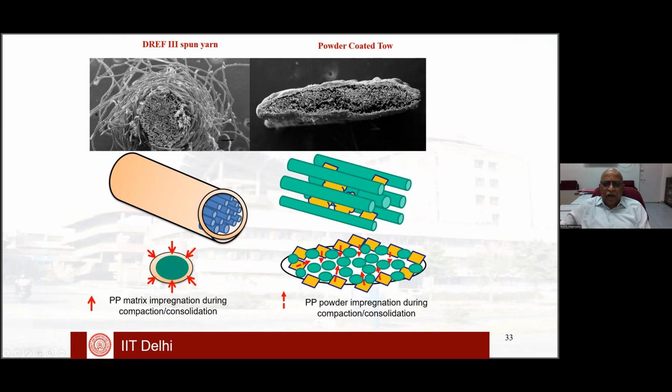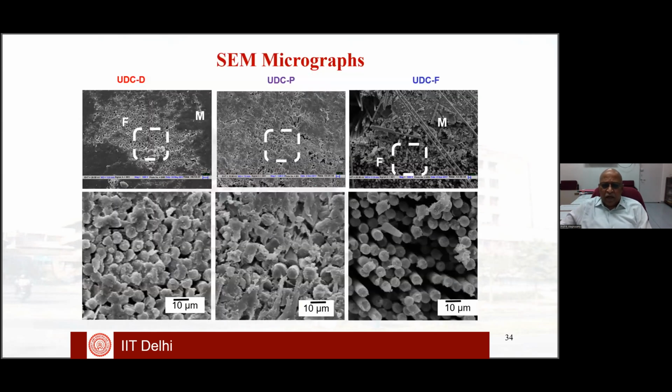So definitely the powder coated material will demonstrate better fiber matrix distribution before the consolidation itself. That is again confirmed with SEM microscopy and all that. This is the dref and powder coated. This is film stacking. The powder coated products, compared to dref and film stacking, were giving much better results.